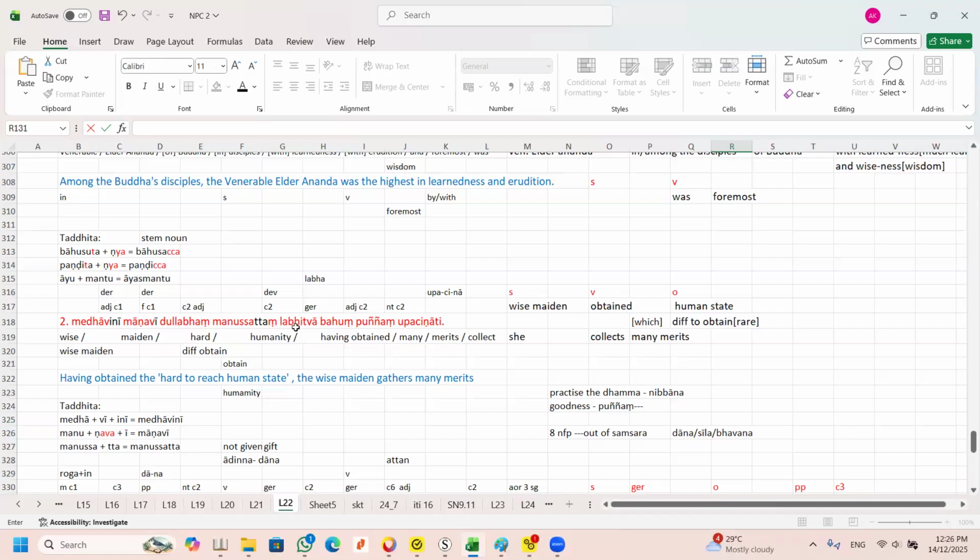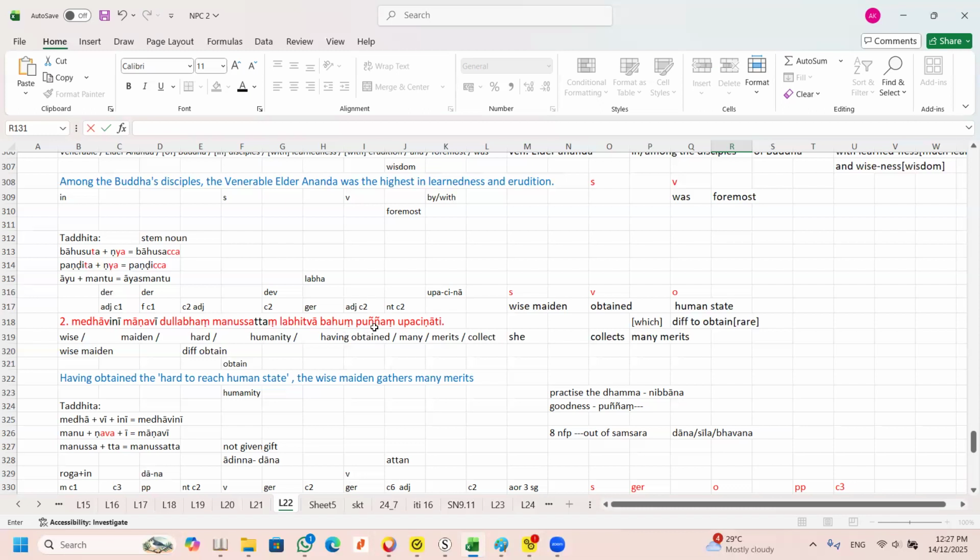Obtain, we put the past tense because Jiran for obtain. Can you see this Manu? And this is TTA, a human state. Obtain a human state. Okay, right. Then you can see why. After human state, this is a third person. In this case, the person is equal to she. She collected what? Punya. Mary punya bahum.